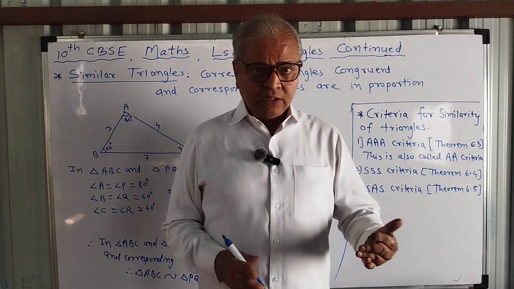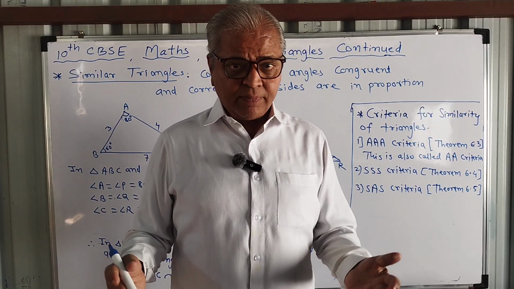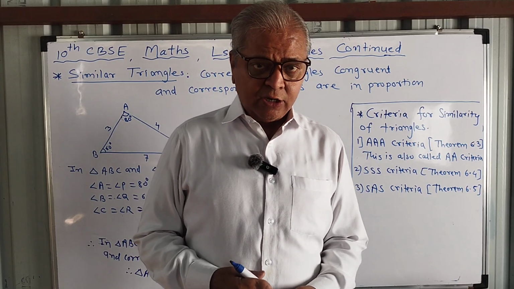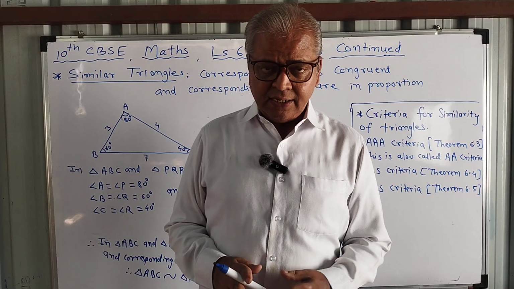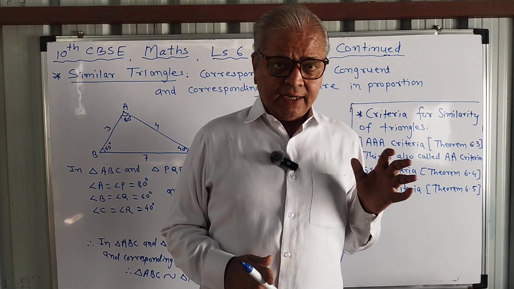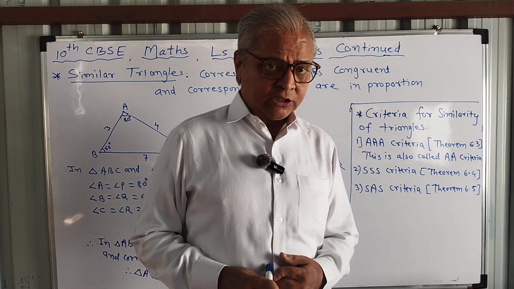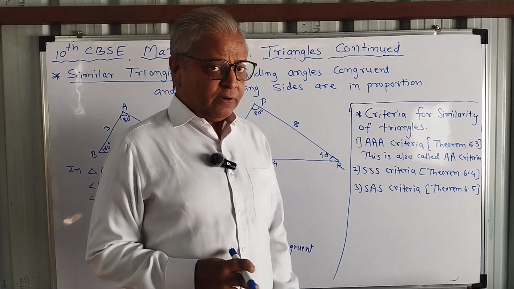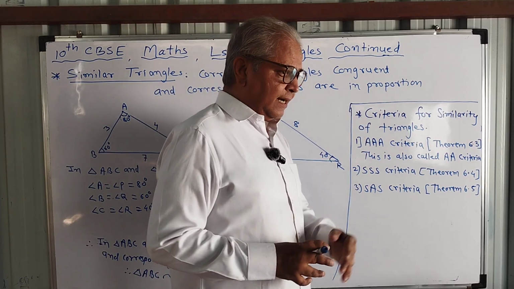When 3 angles of one triangle are congruent with 3 corresponding angles of another triangle, then the sides are automatically in proportion. There is no need to show the sides in proportion. Only to show 3 angles of one triangle are congruent with 3 corresponding angles of another triangle, then it is sufficient for similarity of 2 triangles, and this is known as AAA criteria.